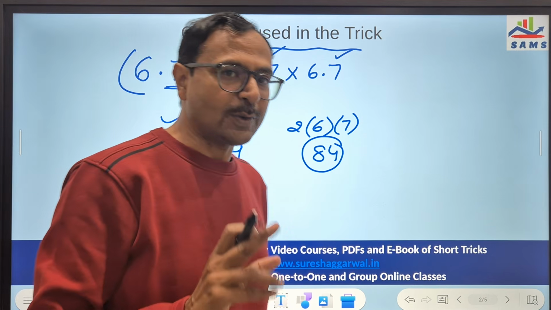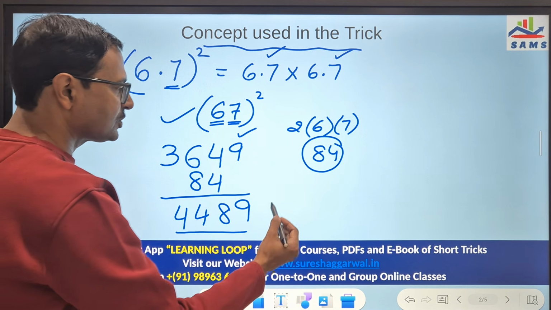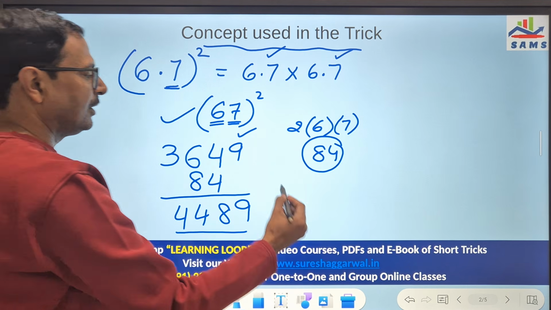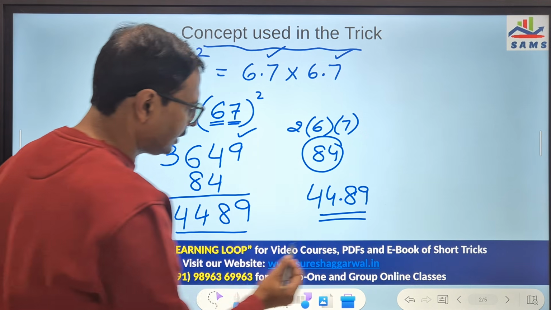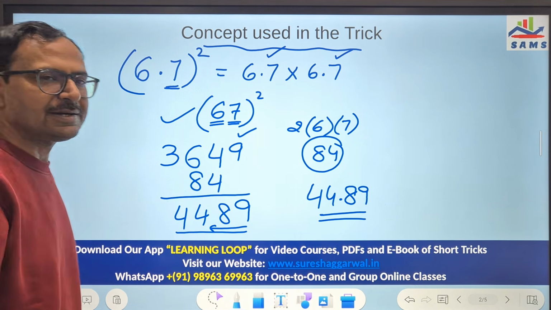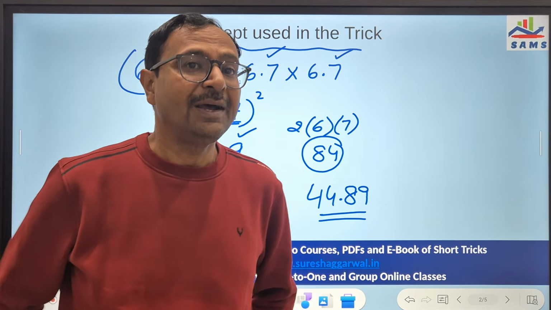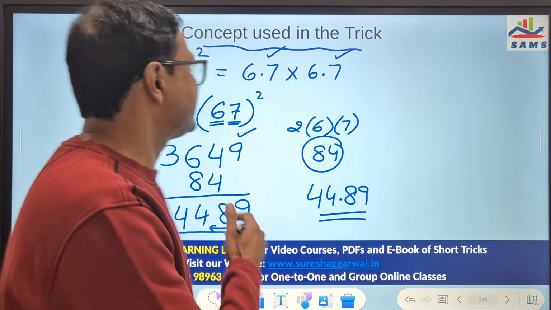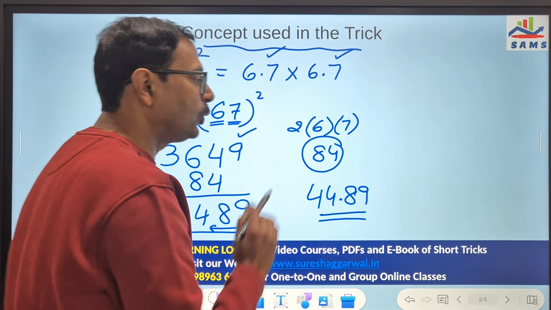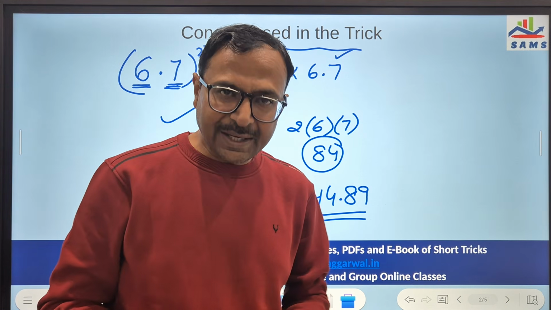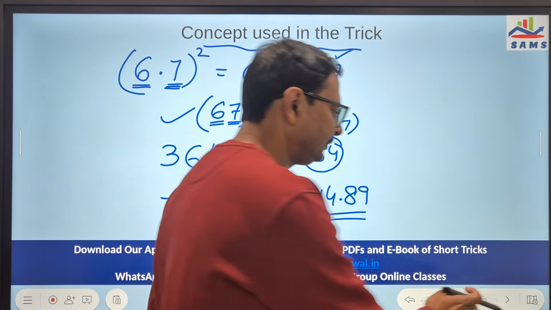Now it is not the square of 6.7, right? So what did I tell you? 2 decimal places. So your answer for this square will be 44.89, because you have to put a decimal 2 digits from the right hand side. So this is the concept used in the trick, but everything doesn't work like this, because you have 1 digit before decimal and 1 digit after decimal, so you could do it like this. But squaring 3 digit decimal numbers will be a little tricky. So let's practice that now.